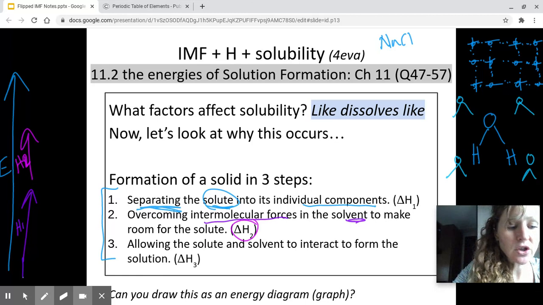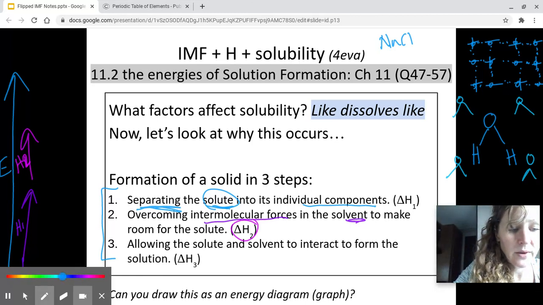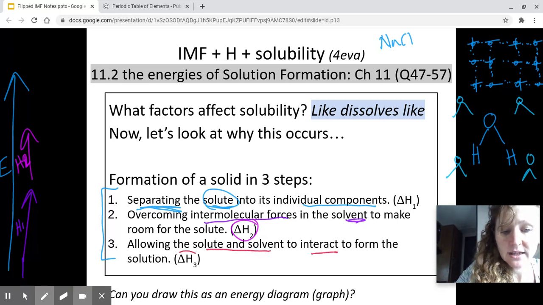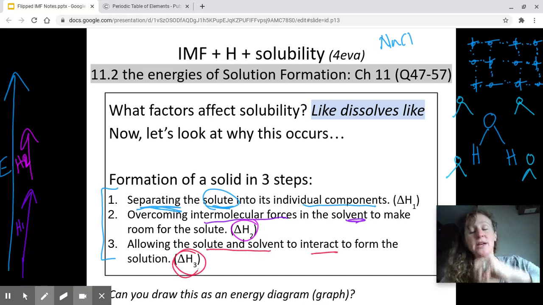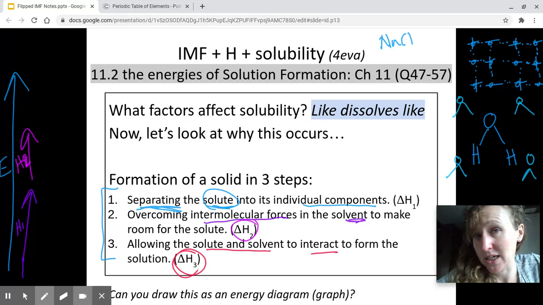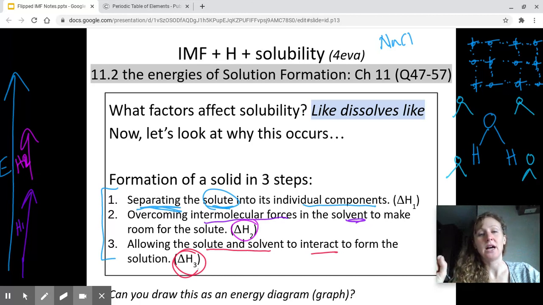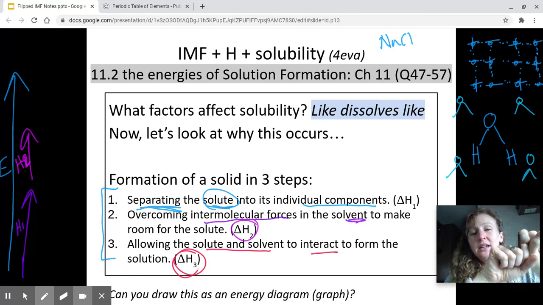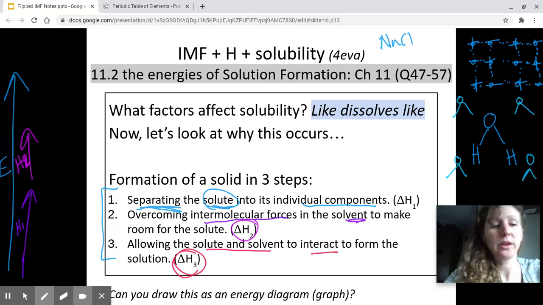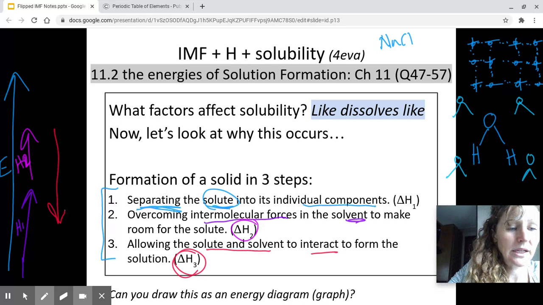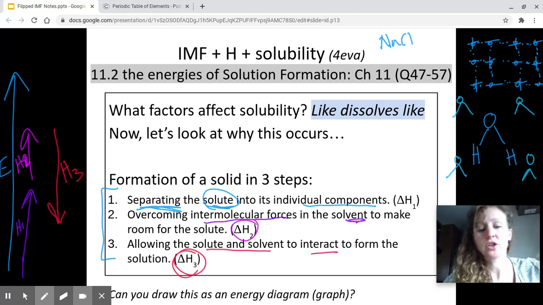And then H3 would be allowing the solute and solvent to interact. That would be H3. So that's the formation of the solution. So would that take energy or would that release energy? If we're bringing these ions and dipoles that are stabilizing each other right now into contact, and allow them to interact, that's going to lower the energy of the system. So we're probably going to get a lot of H3 out.